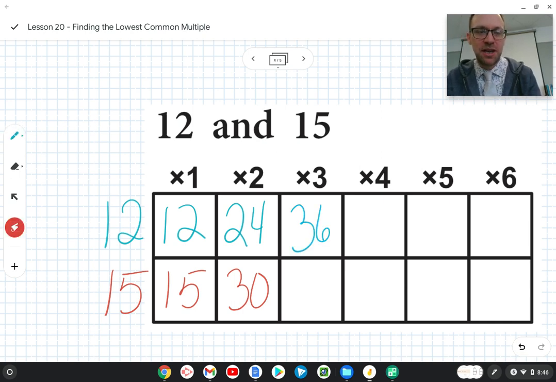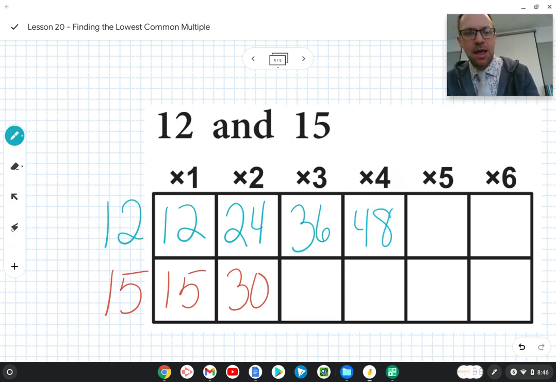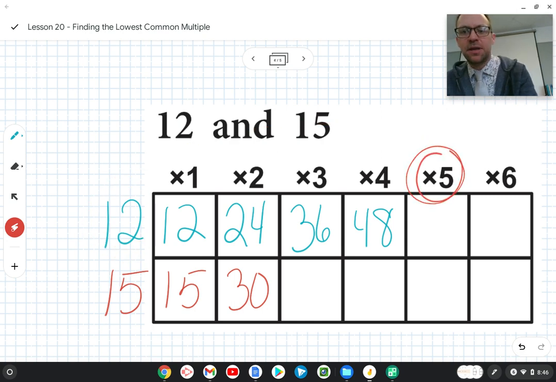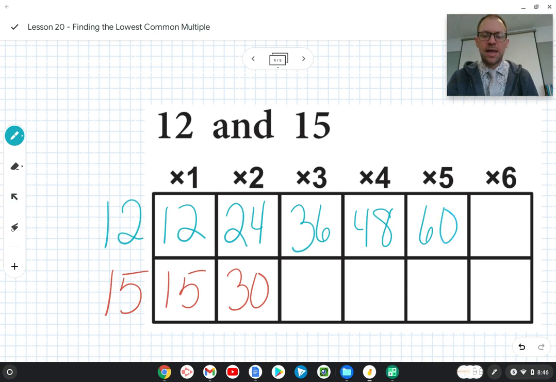I'm going to do 12 times 4. And that multiple is 48. And I'm going to do 12 times one more. Why not? 12 times 5. And that multiple is 60. All right. Now, I'm going to keep going because I have a clue here in the multiples that I have for 15 so far, and I think I might have found it. What do you think that lowest common multiple might be? Do you know yet? All right, let's check it out.